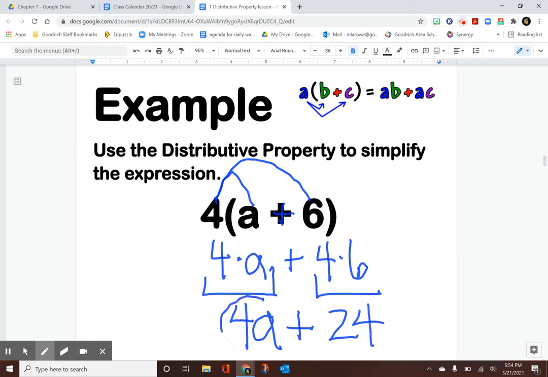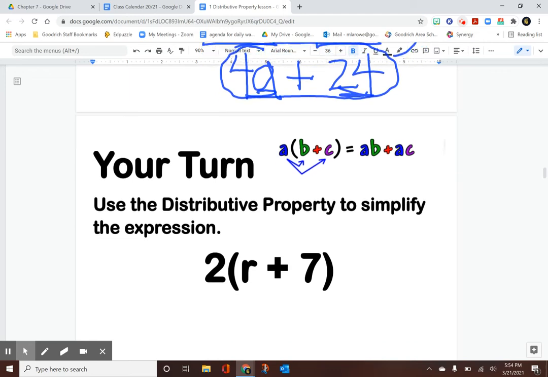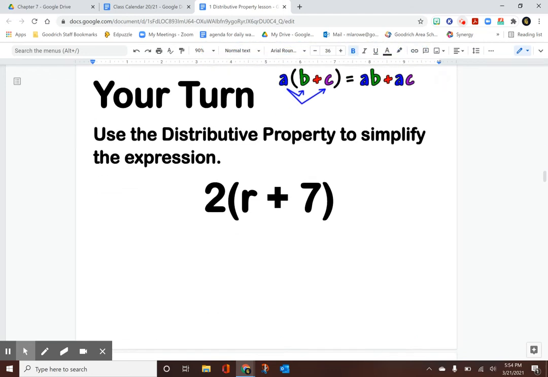So although it's not solved, 4a plus 24 is a simpler way of looking at the math expression for 4 groups of a plus 6. Using the distributive property allows you to remove those parentheses and end up with only these 2 terms. I'll give you one to try. We'll pause the video while you simplify this expression using the distributive property.